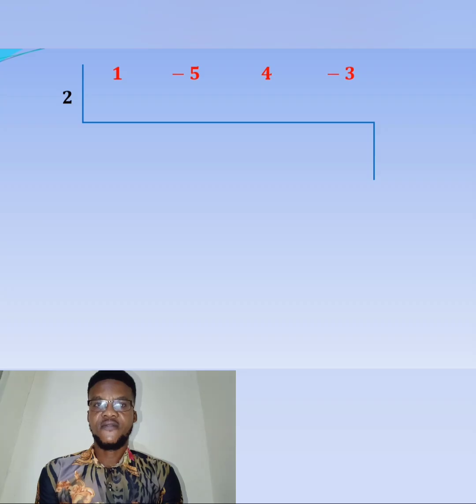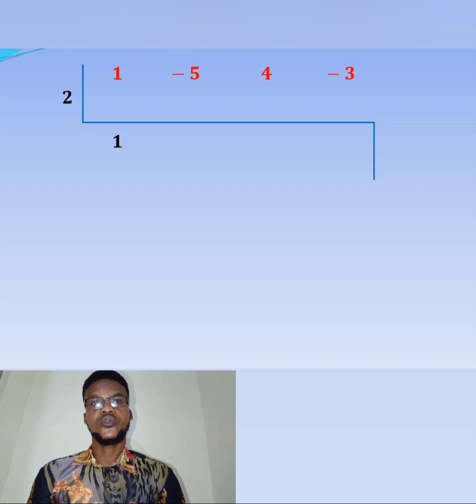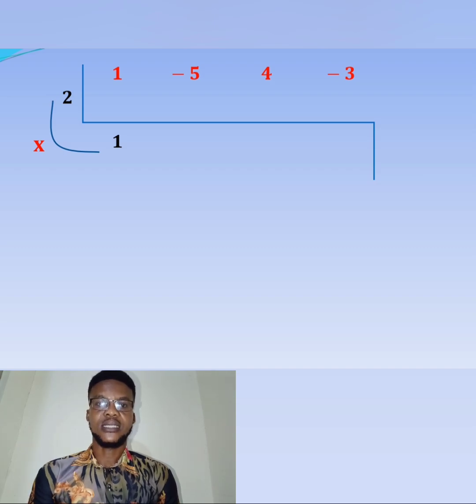So the first coefficient on our list is what? 1. So as I said, you look at the first coefficient, whatever value is there, you write it down. So it is 1. Therefore, you write the 1 down like this. And after writing 1, what do you do? You are going to multiply the 1 you have written by the 0, which is the 2. Have you gotten that? Good. So if you multiply, what are you going to get? You are going to get 2.